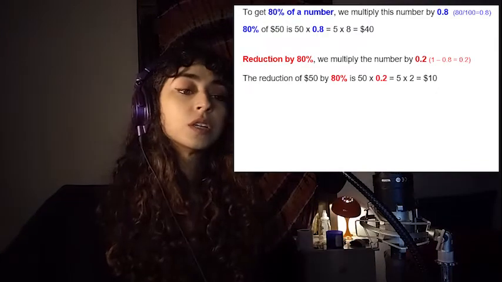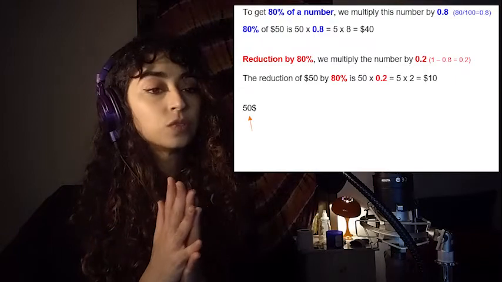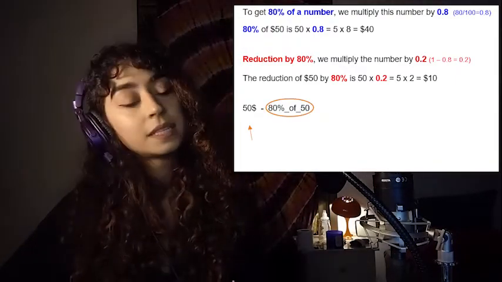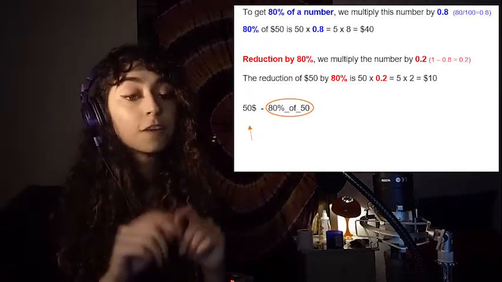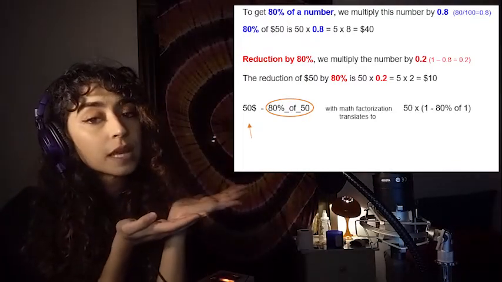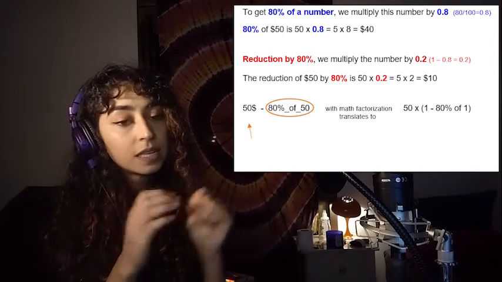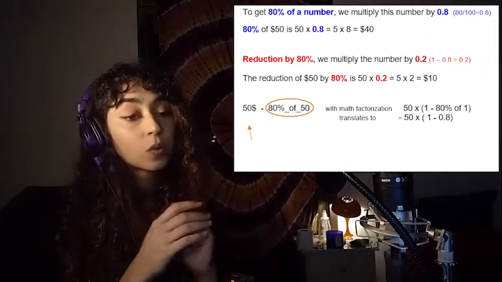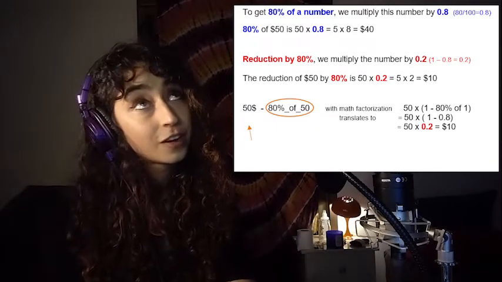Why does this work? Because when we are reducing by 80%, we are getting the whole 100% and removing 80% of it. So we are taking $50 minus 80% of $50. We have the following equation: 50 times (1 minus 80% of 1) equals 50 times (1 minus 0.8) equals 50 times 0.2, and that gives us $10. Very important information.